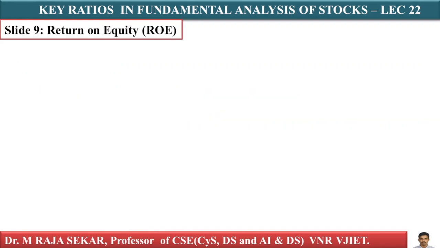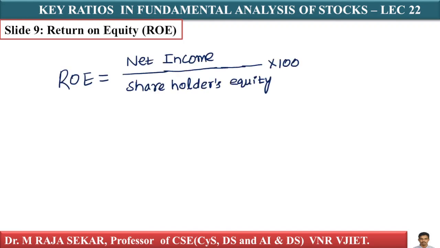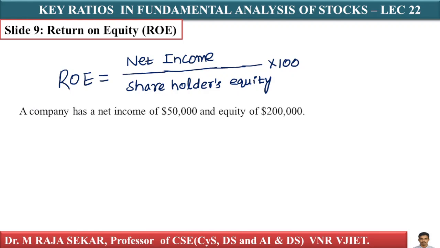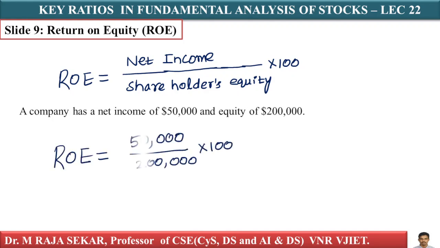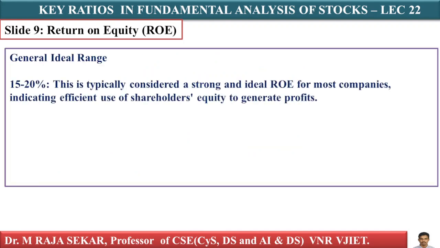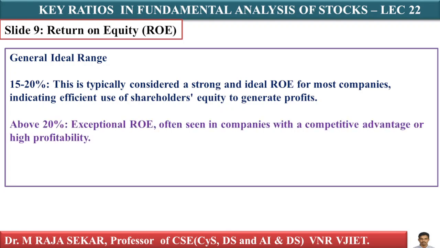What is ROE? ROE is a profitability ratio that measures how effectively a company generates profits using the equity provided by shareholders, isn't it? Net income by shareholders' equity into 100. A company has net income, let me say $50,000, and equity is, let me say, this is a number. If you calculate the simple maths, you will get 25% ROE, isn't it? What are the benchmarks? The general ideal range is ROE 15 to 20%. This is typically considered strong and ideal for most companies. Above 20% is exceptional ROE.